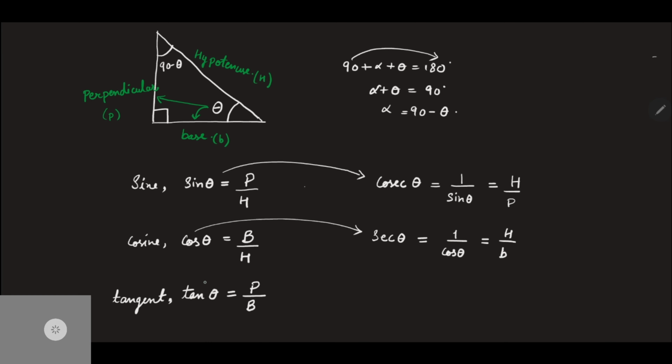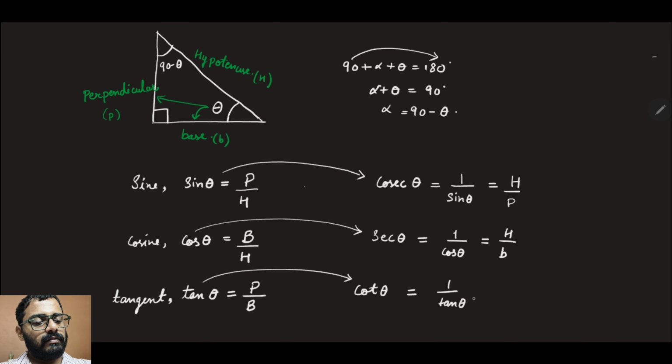Okay, same thing here with the tan also we will do. So that will give you cotangent, we say it as cot theta. Okay, so cot theta is basically 1 by tan theta, and that we can write as base by perpendicular, just the inverse of the tangent. Okay, so these trigonometric ratios you should remember here.